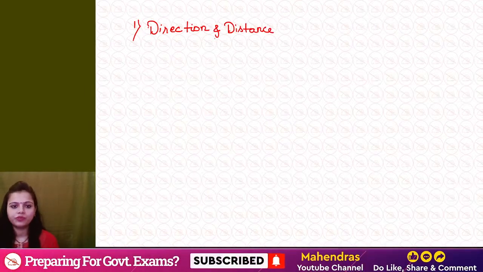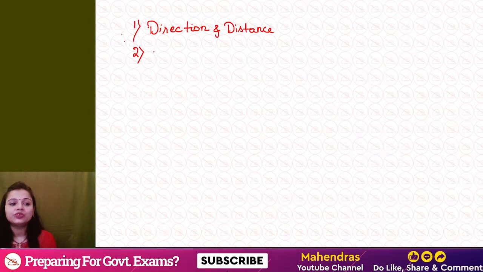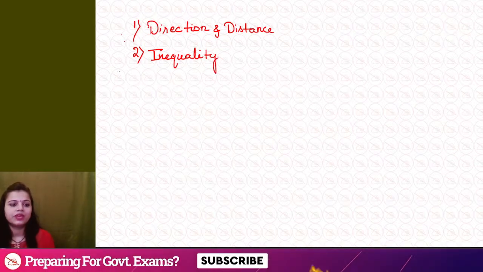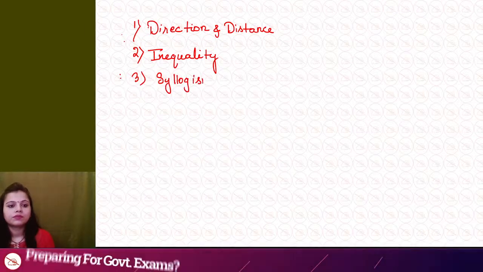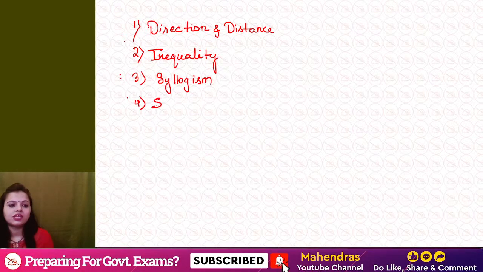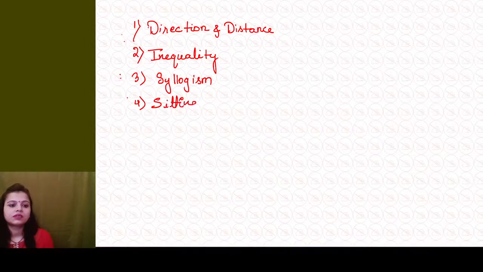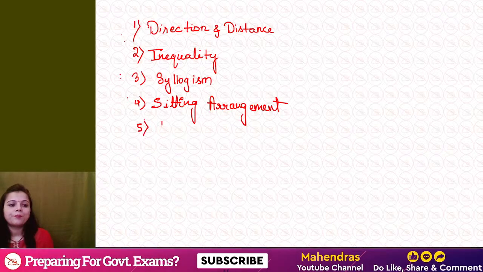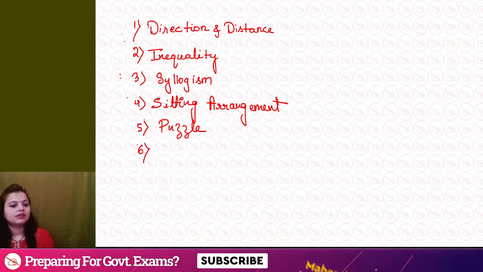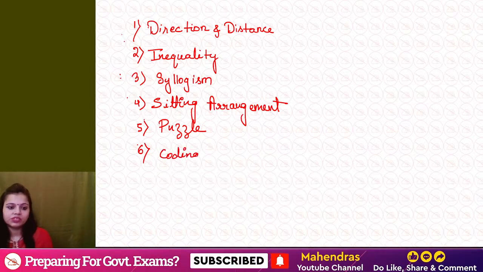But again, you have to read advanced questions from these chapters. Before that, you have to know the basics of these chapters. Direction, inequality, all these chapters have advanced questions also. Then syllogism, then sitting arrangement, then puzzle, then coding-decoding, again the advanced questions of these chapters.